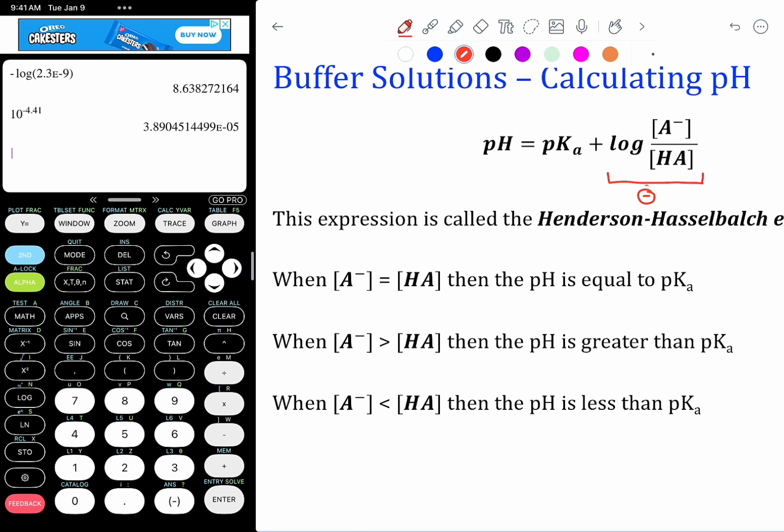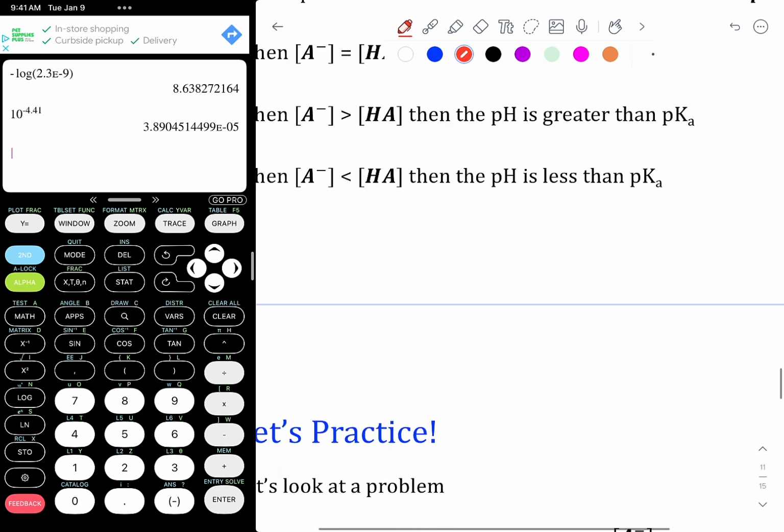Now, why do I have this up here? Well, because it's always good to check your work when you're doing these types of problems. You know the pKa, you can see what those concentrations are between the weak acid and the conjugate base. Then you can make an assumption: my pH is going to be greater than my pKa, or my pH is going to be less than my pKa. If it's not holding up to that assumption, the guidelines that we have here, then you did something wrong. So let's look at a problem that uses the Henderson-Hasselbalch equation.